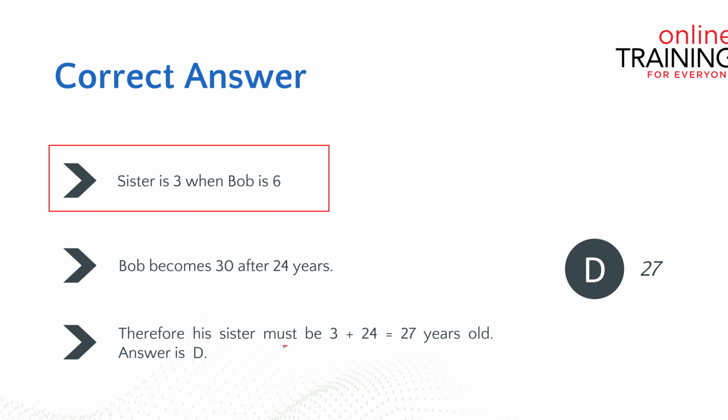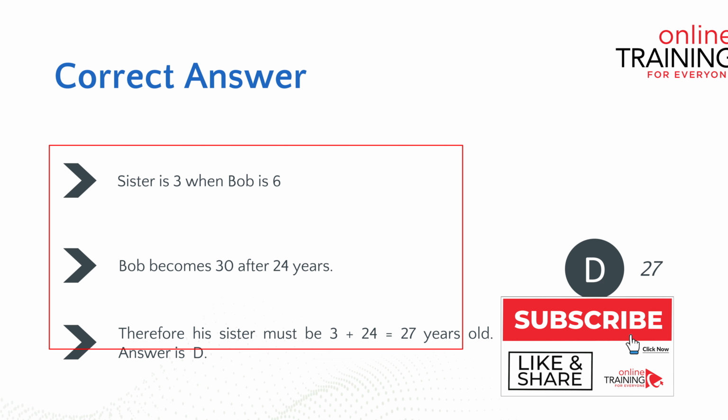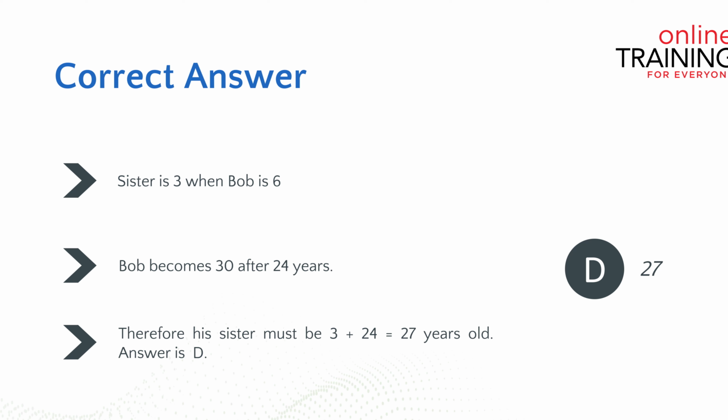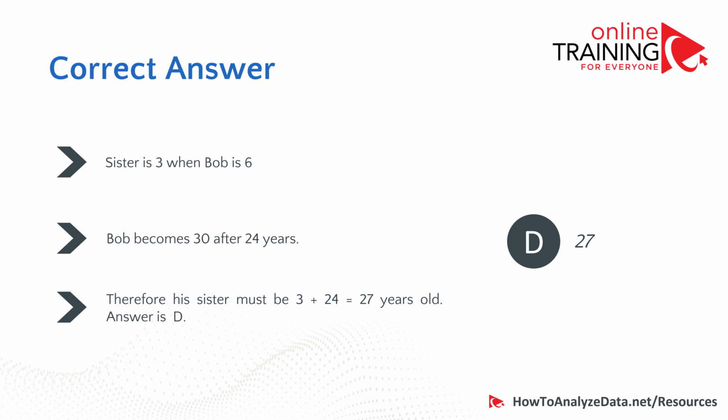Bob's sister is 3 when Bob is 6, and Bob becomes 30 after 24 years. And that's why his sister must be 27 years old. Another way to look at it, there is a 3-year difference. When Bob is 30, his sister would be 30 minus 3, which would be 27. Hopefully you've got this one right.